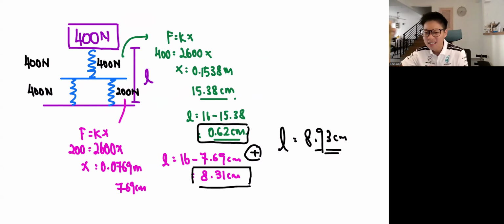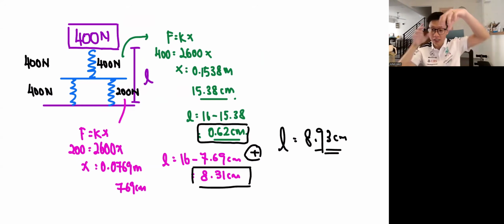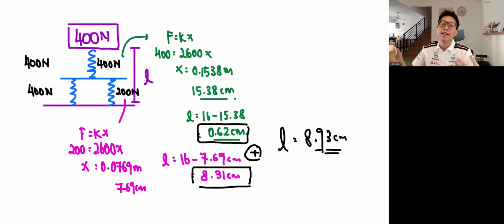Guys, you see, every time when I teach very difficult stuff, people will quit the room. Yeah, you minus 16 because that's the original length. And then, do you know why we minus it? Because it's compressed. If today this question is stretched, then you have to add.